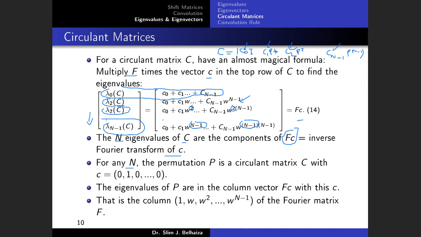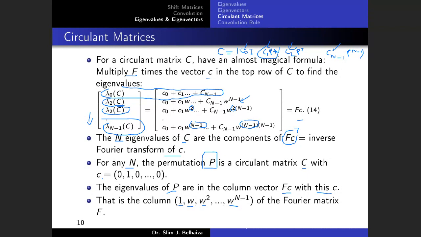And for any n, the permutation P, in fact, is a circulant matrix C with c equals 0, 1, 0, 0, 0, of course. So the permutation is just a particular case where the second component is 1. You just take C1 P and all others are 0. So the eigenvalues of P, in fact, are in the column vector Fc with this c. That is the column 1, w, w squared, till w to the power n minus 1 of the Fourier matrix F.